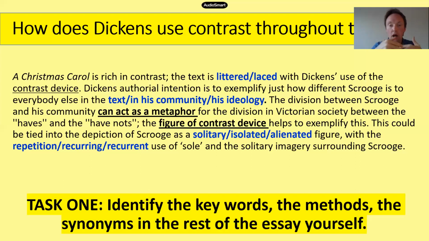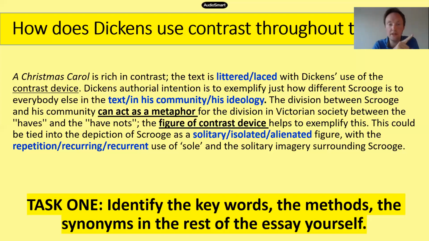Now, hopefully what you gathered with my reading of that is that the blue words were where I had synonyms, I had options to choose from, and I did pick one of them. Those which are in black and underlined in bold, typically, are the devices, the methods that have been used.